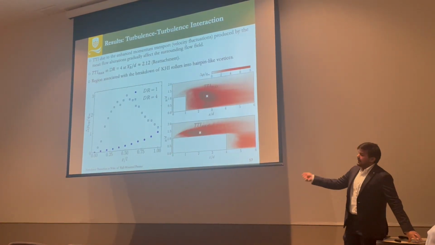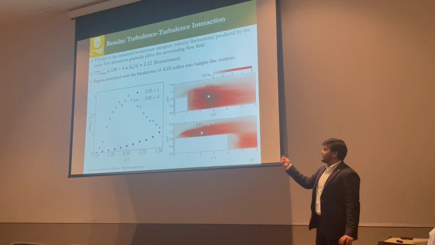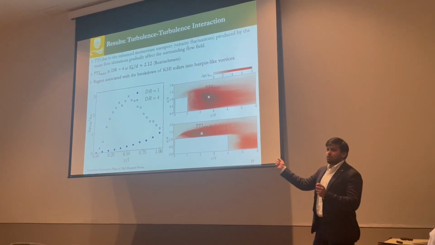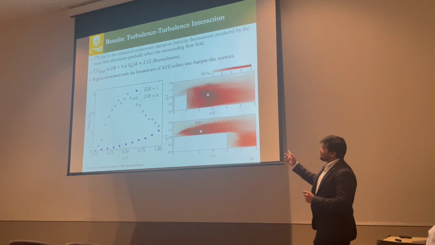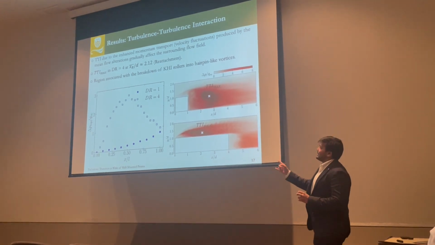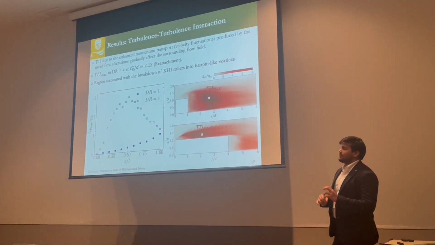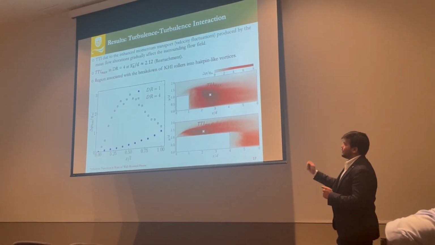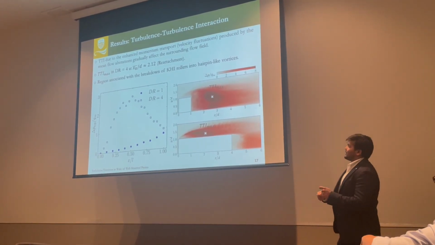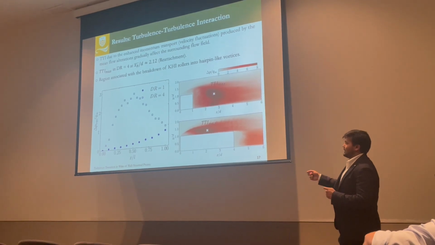Further, unlike the turbulence mean interaction, the turbulence interaction term is more distributed throughout the wake. Now, this distribution is likely because of the enhanced flow momentum transport, the velocity fluctuations produced by the mean flow alterations gradually affecting the surrounding flow fields.